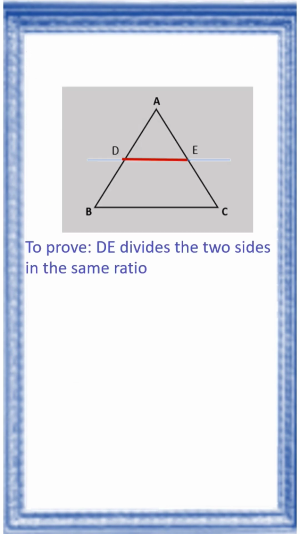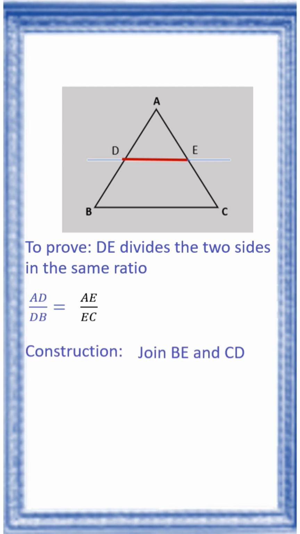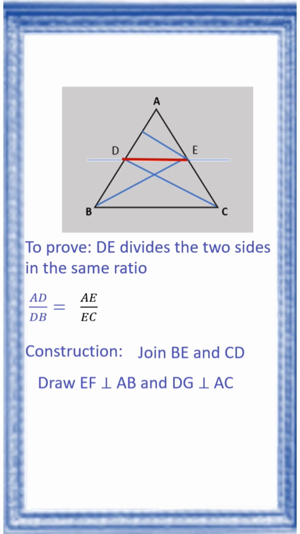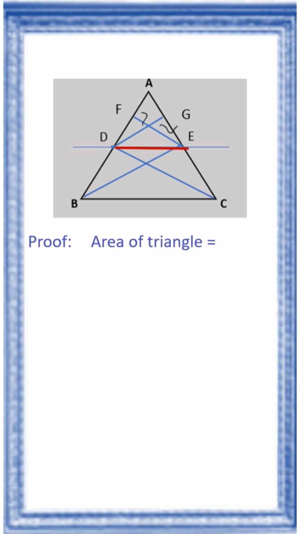To prove DE divides the two sides in the same ratio, that is AD by DB is equal to AE by EC. Construction: Join BE and CD. Draw EF perpendicular to AB and DG perpendicular to AC. Proof: Area of triangle is equal to half into base into height.